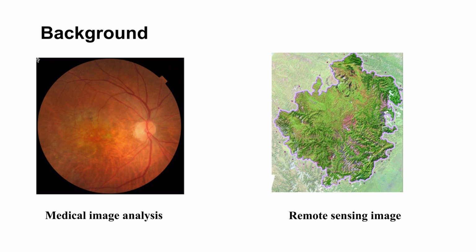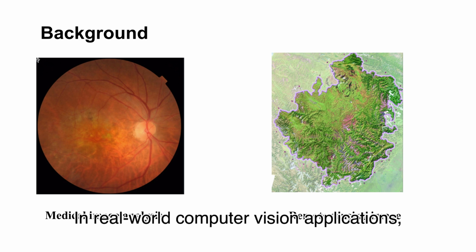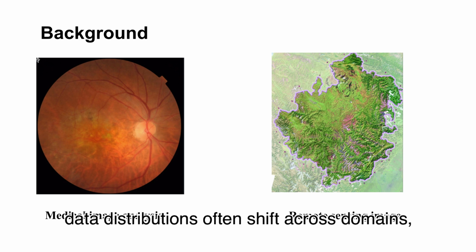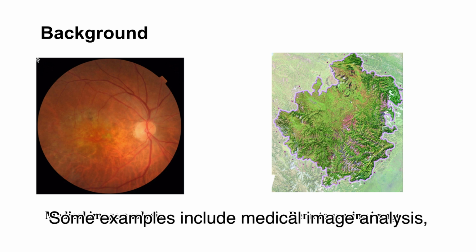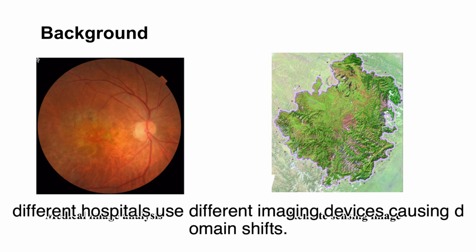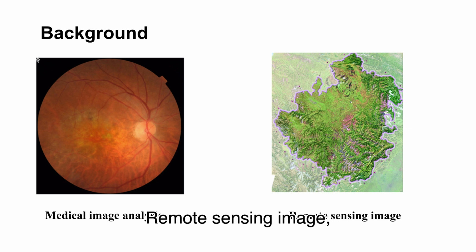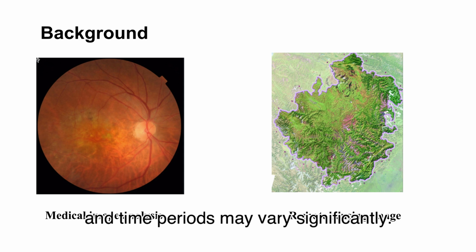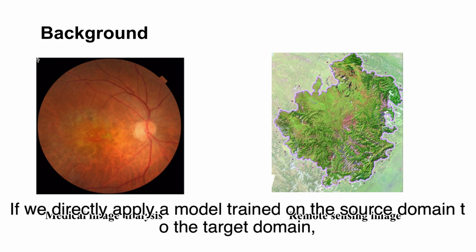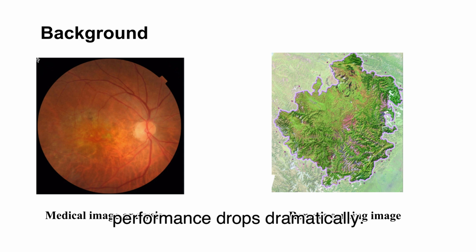Background. In real-world computer vision applications, data distributions often shift across domains, posing significant challenges. Some examples include medical image analysis. Different hospitals use different imaging devices, causing domain shifts. Remote sensing image. Data from different satellites and time periods may vary significantly. If we directly apply a model trained on the source domain to the target domain, performance drops dramatically.